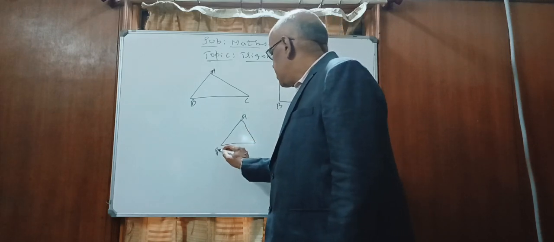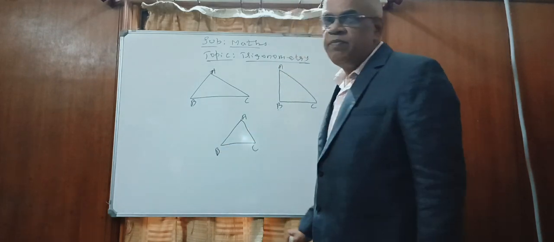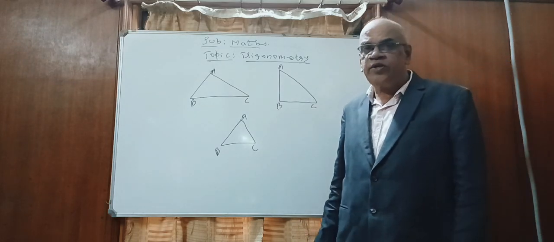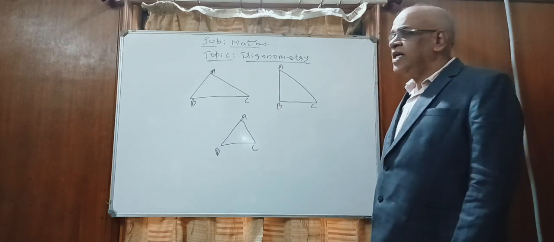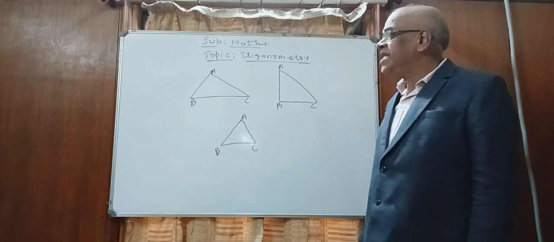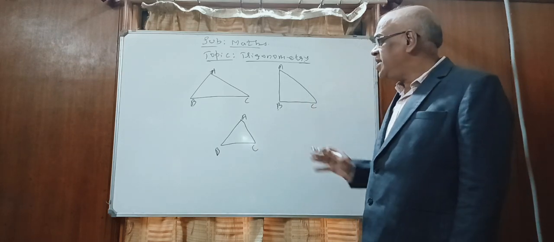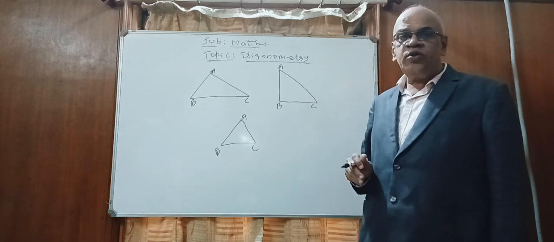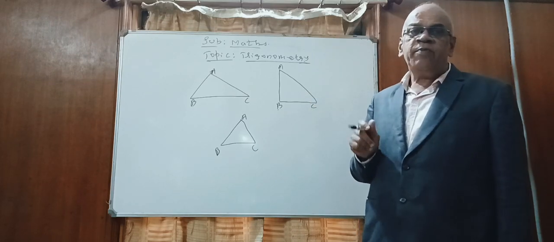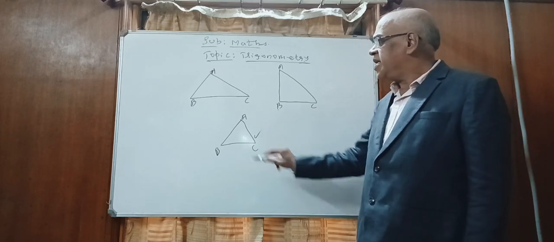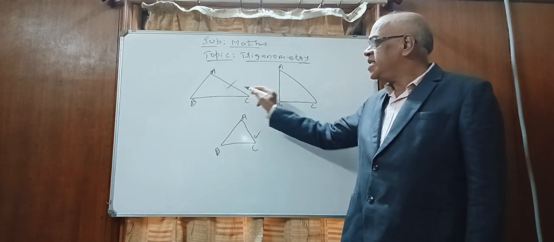Triangle ABC. Triangles are classified based on sides. Based on sides, triangles are classified into what? Equilateral triangle, isosceles triangle and scalene triangle. So we will not discuss that. Based on angles, triangles are classified into acute angle, obtuse angle and right angle triangle. What is this? Acute angle triangle. What is this? One angle is obtuse.